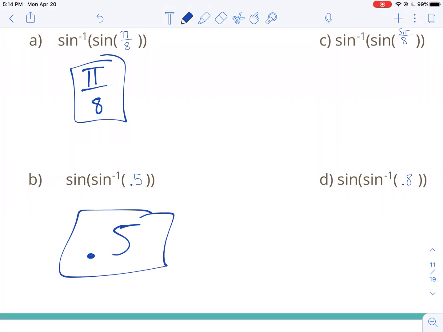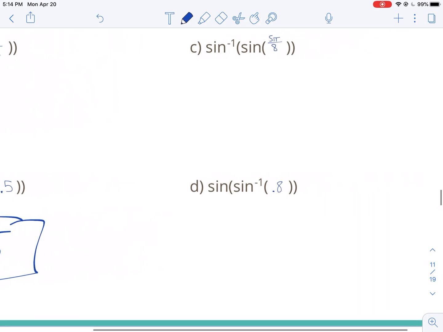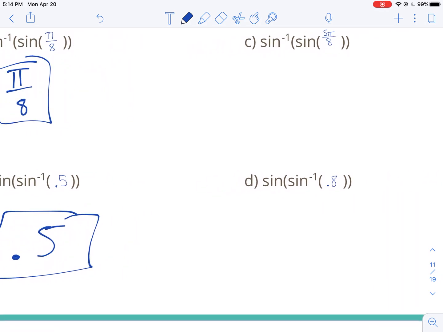It's as simple as that. Let's jump to D before I do C because D is the same case here. I hope we can all see that 0.8 does exist between -1 and 1. My sine inverse is on the inside, so that means I'm looking for values between -1 and 1. So my answer here is just 0.8.